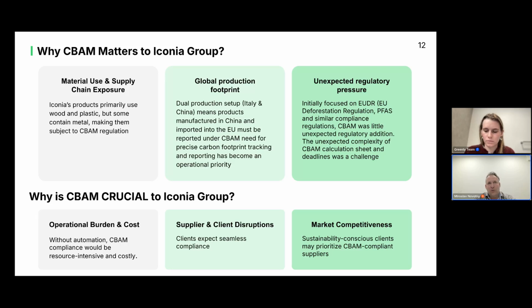Also, the good point to have a partner like Greenly for us is that they will look out for us for the next regulations, for the next adaptations, because CBAM will evolve. It will for sure be bigger and bigger, as all the other regulations. And for us, it's very important to know that even if we miss some regulation, we have someone who will come back to us and tell us, hey, are you up to date on this topic or not?